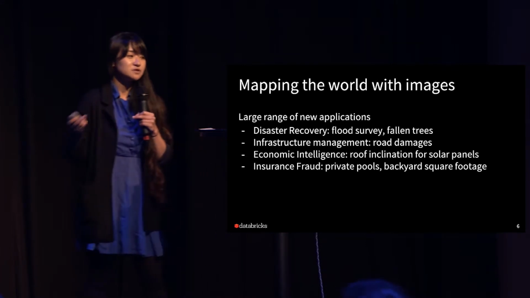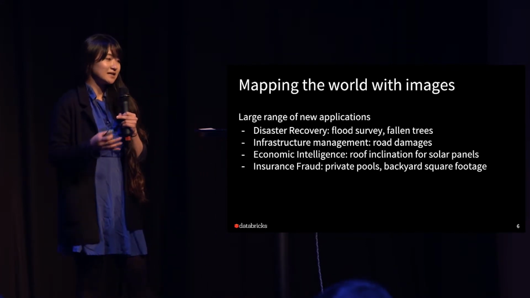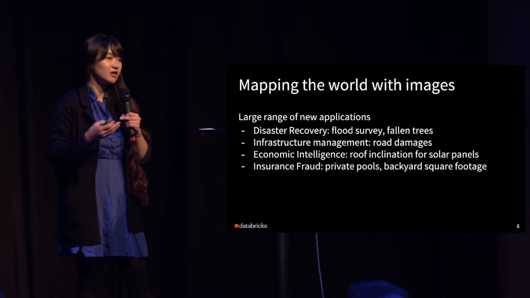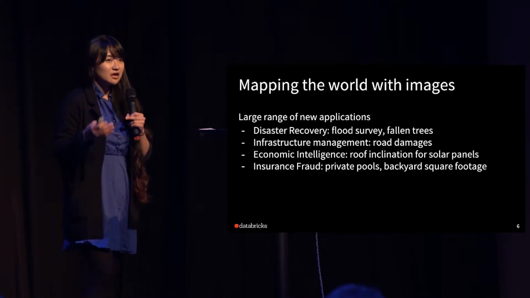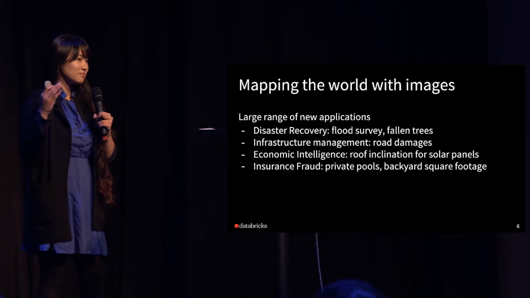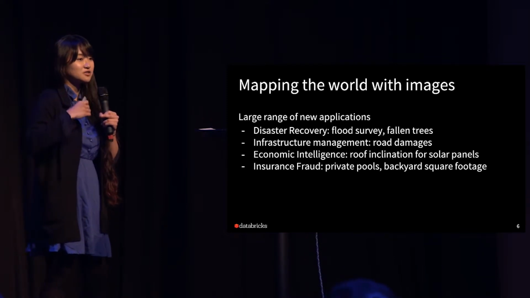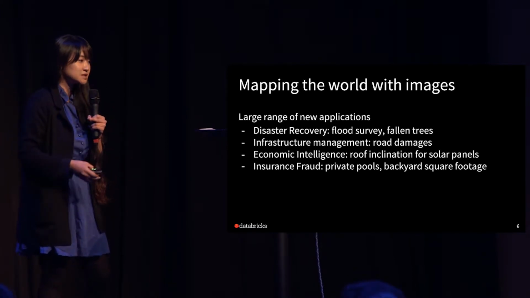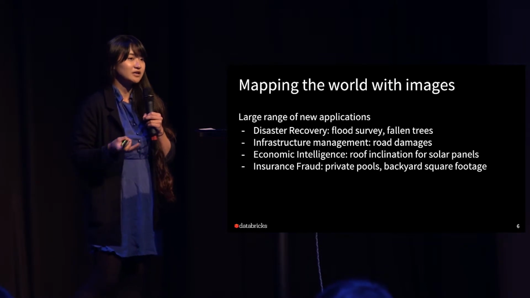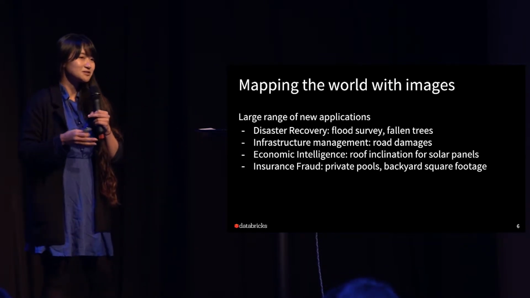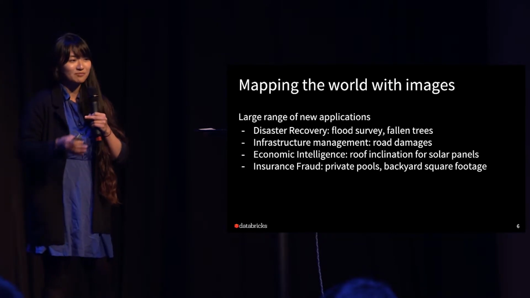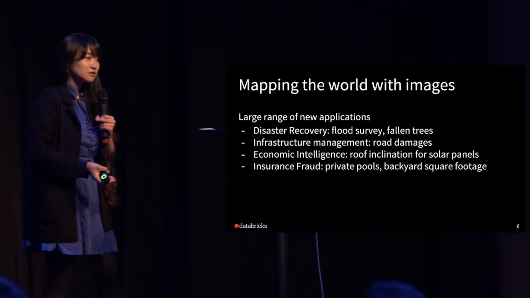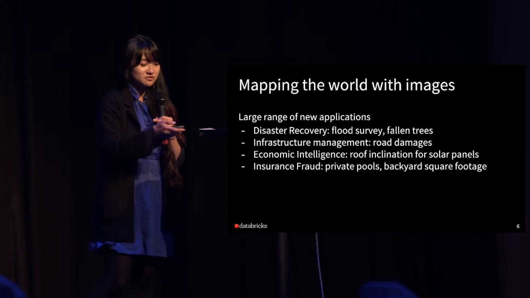So there are a lot of new use cases with satellite imagery. If you have satellite images, you can detect floods, areas that are affected by floods, fallen trees, road damages, or even figuring out if roofs are suitable for solar panels without even having to do an on-site visit. You can just survey neighborhoods from satellite images. And also, interestingly, it can also prevent insurance fraud. So things like, maybe not so common in this part of the world, but in more tropical areas, people might be building private pools in the backyard without declaring them, which is potentially insurance fraud.